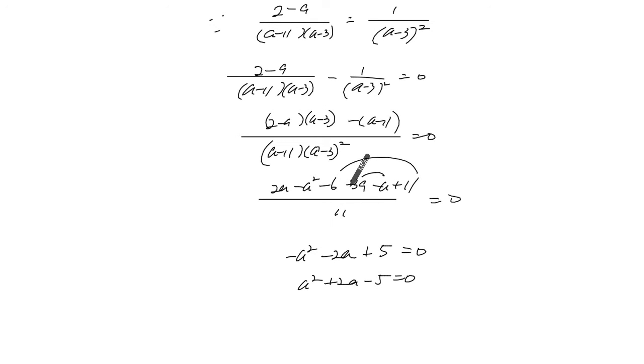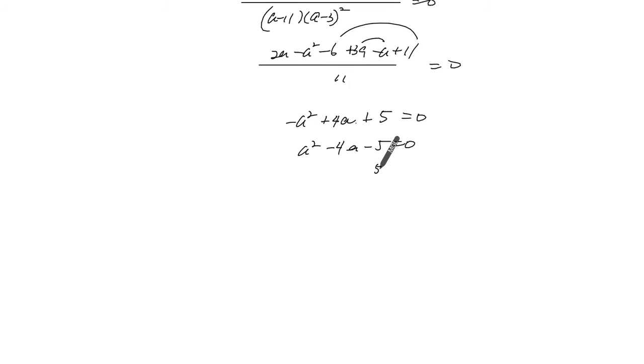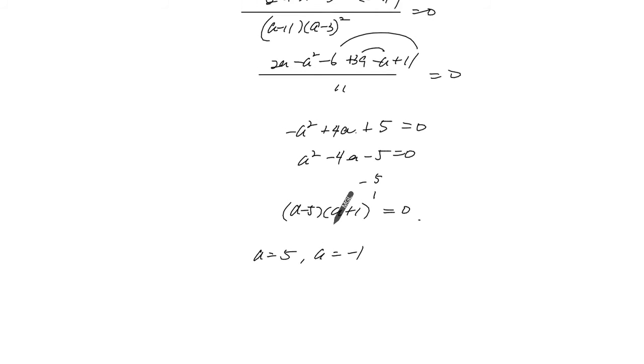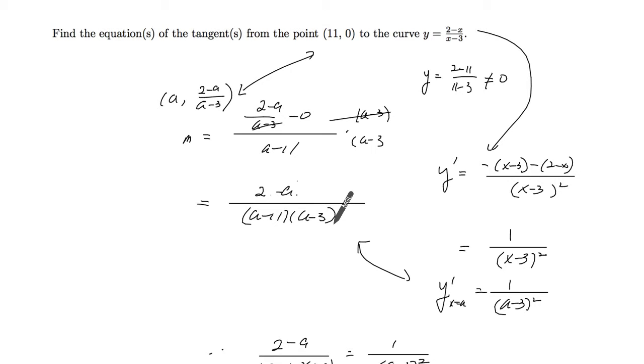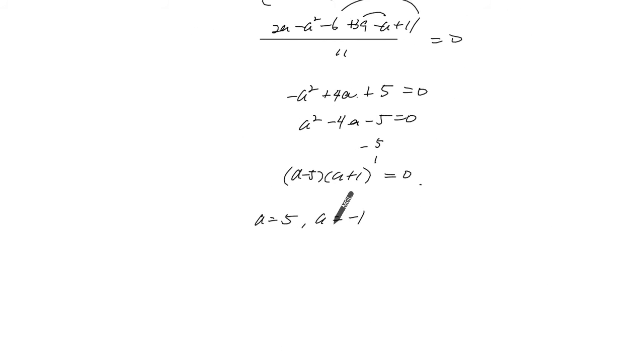I did make a mistake here. That's just plus 2a. So that's, right, that's plus 2a gives you plus 4a. Okay, so you get this. Okay, so this will factor. Okay, so when a is equal to 5 and when a is equal to negative 1, we have a tangent on the curve. Okay, so 11 and 0 is a, so let's find actually slope first.